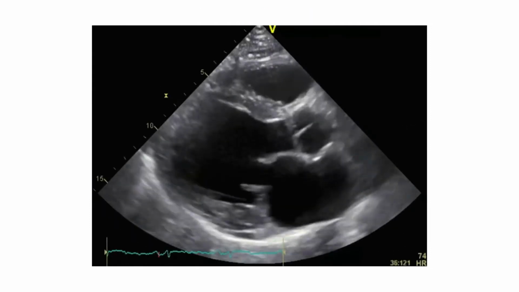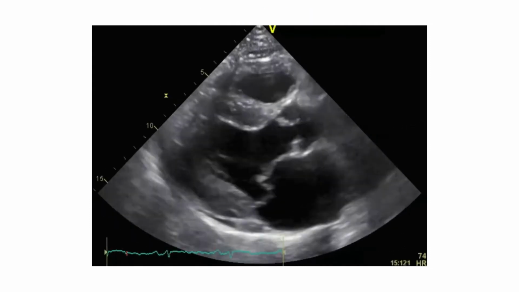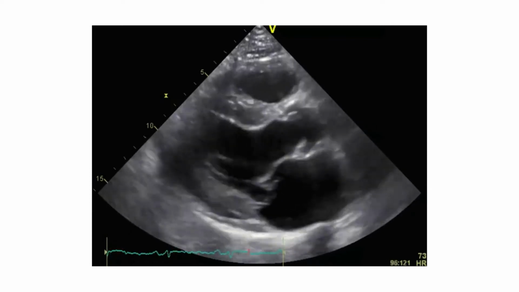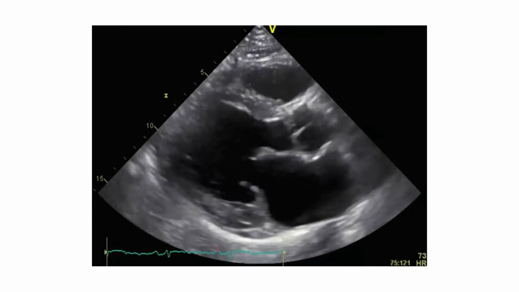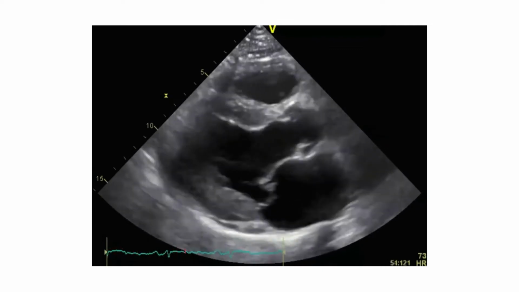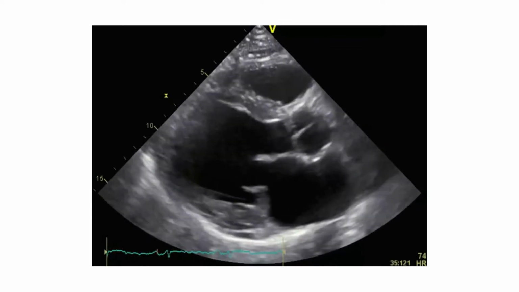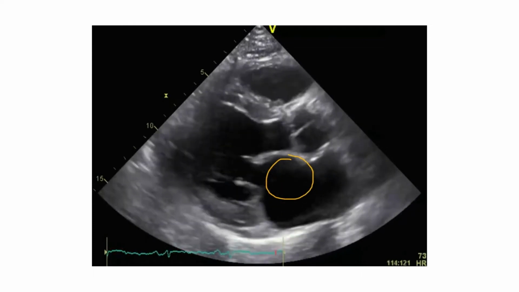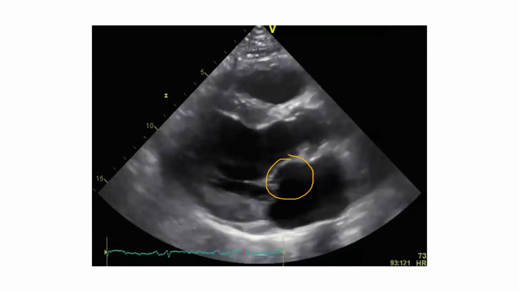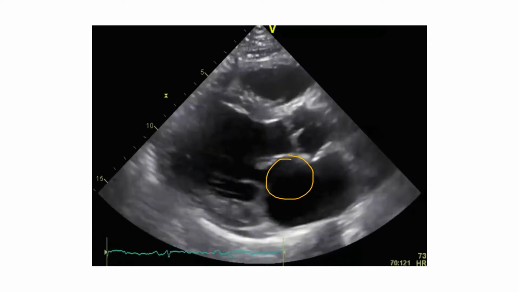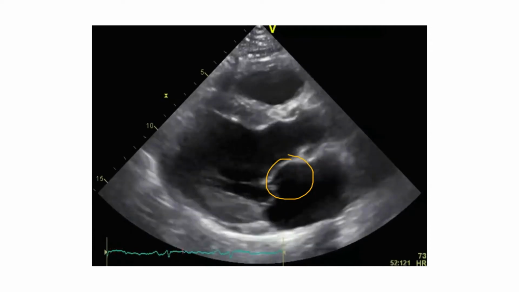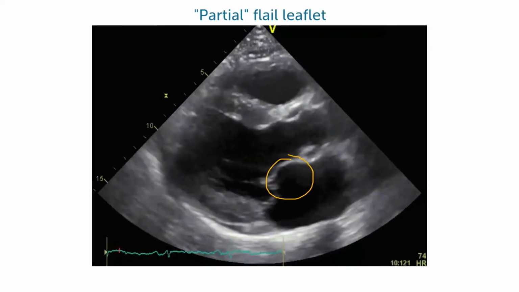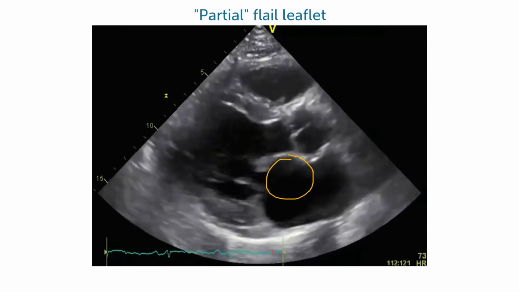The leaflets are not thickened, but here I think we are ready for some pathologies. Yes, Anna, this is definitely not a normal valve. It's a little bit thickened, and to pick up the pathology, it's not so easy. You have to look very closely. Right here at this region, you can see that there's a little part of the mitral valve which is actually prolapsing into the left atrium. This is a flail or a partial flail leaflet, a pathology which can really cause severe mitral regurgitation.